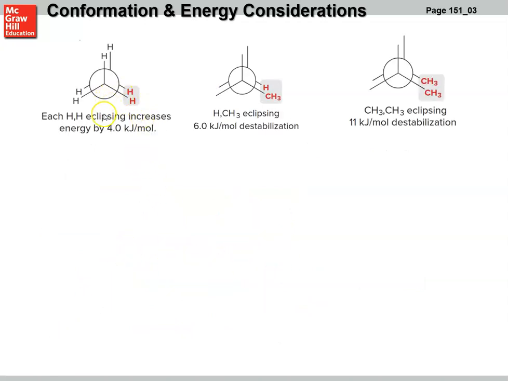So I'm mentioning that being in that eclipsed format takes more energy. If they're just hydrogens, it adds about 4 kilojoules per mole of these molecules. If I add a methyl group as a substituent, it gets to 6, so it increases from 4 to 6. And then if I add two methyl groups, it goes from 6 to 11, so it almost doubles at that point. So having bigger groups here changes the amount of energy required to be in this orientation.